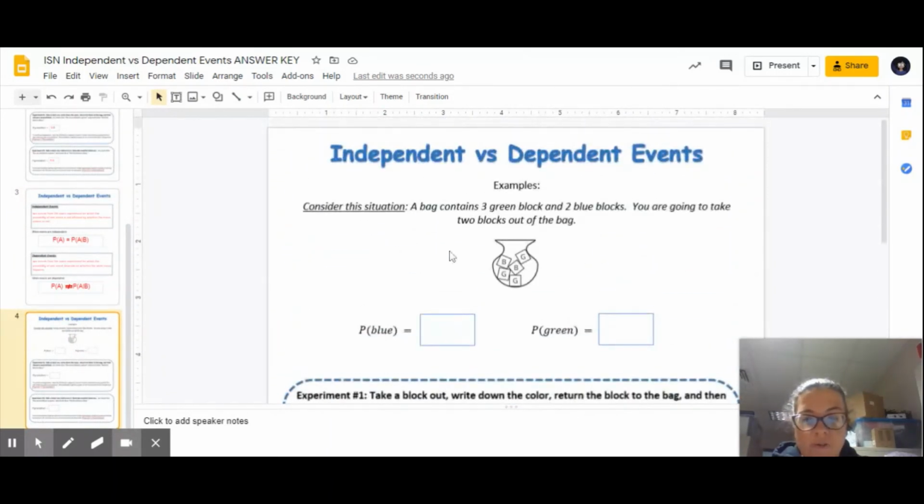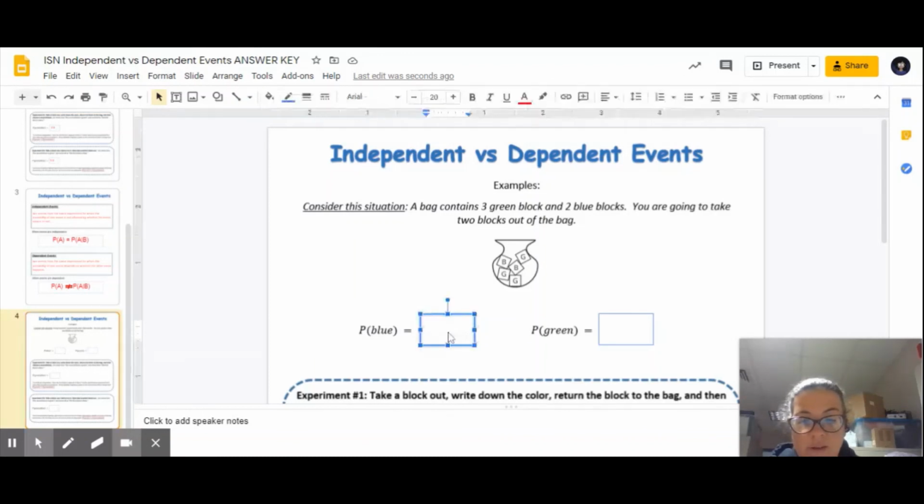So the same kind of situation. A bag contains 3 green blocks and 2 blue blocks. You're going to take 2 blocks out of the bag. So first, before anything is taken out, looking in this bag of 5 blocks, the probability of pulling a blue one is 2 out of 5 because there's 2 blue out of the 5.